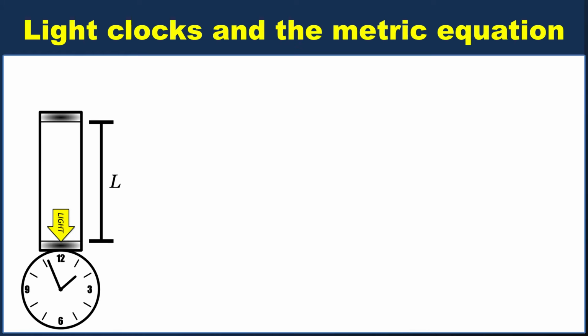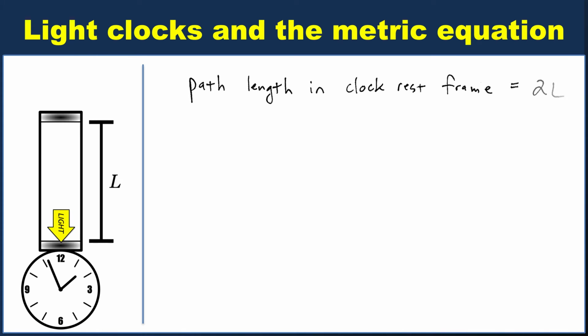Namely, we're in the rest frame of the clock. In that case, we know that the total path length that the light had to travel was going up and coming back down, so it traveled 2L. Its displacement, of course, was 0. It ended up where it started, but the path length that the light took is certainly 2L, twice the height of the clock.